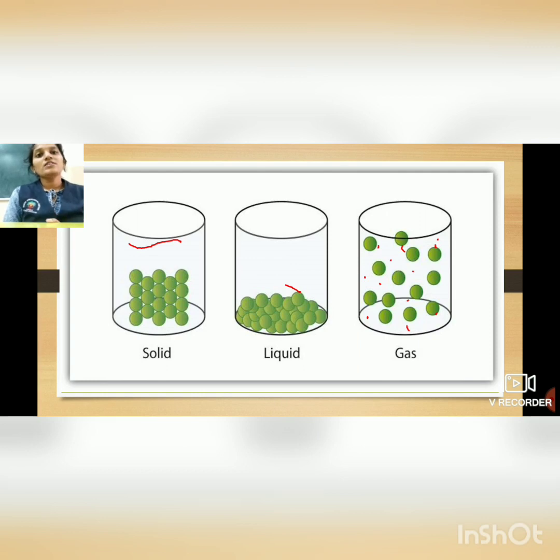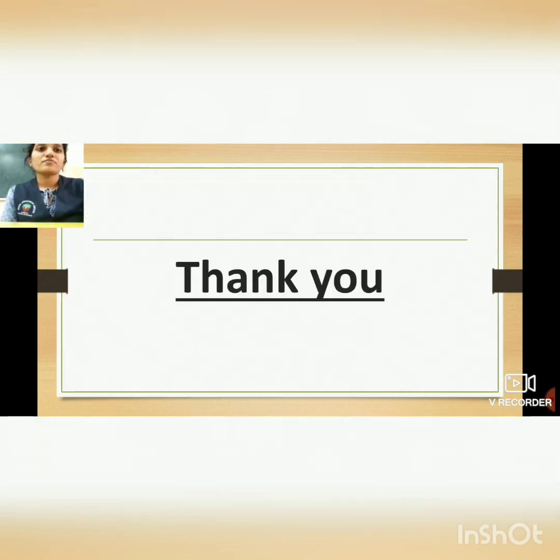That means only the shape and size of solids cannot change, but liquids and gases can change. So students, this was all about today's session. We have seen solids, liquids and gases. And now before ending the session, I am going to show you one activity for liquids, and one example for matter. So let's see.